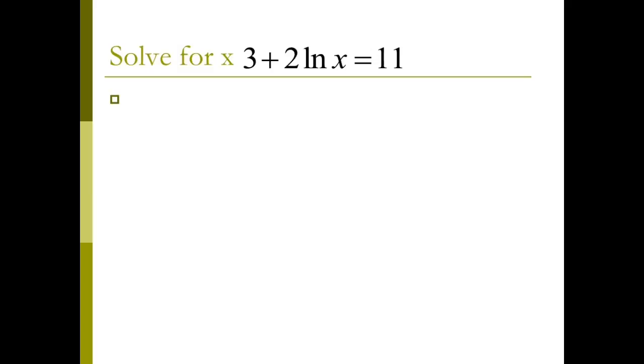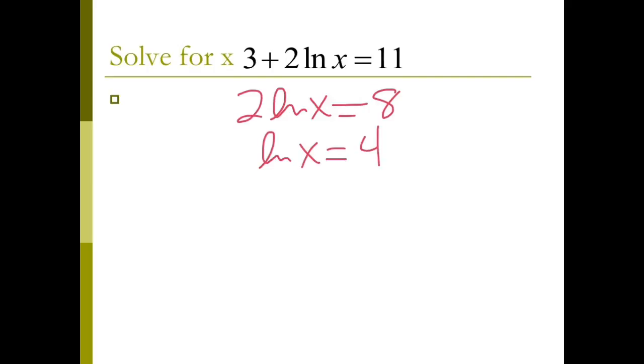So in this case, we're going to go ahead and subtract 3 on both sides, giving me 2 times the natural log of 8x is equal to 8. And then I'm going to divide by 2 on both sides to get the natural log of x is equal to 4. And now I can go ahead and do my inverse relationships.